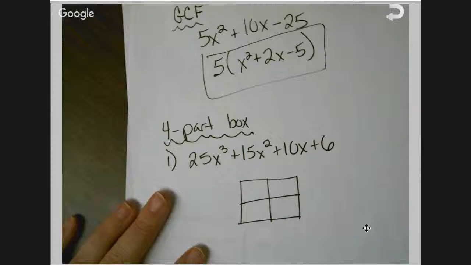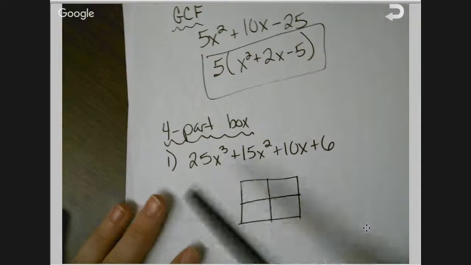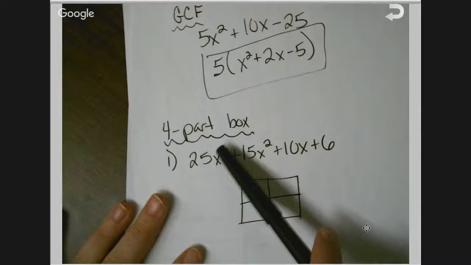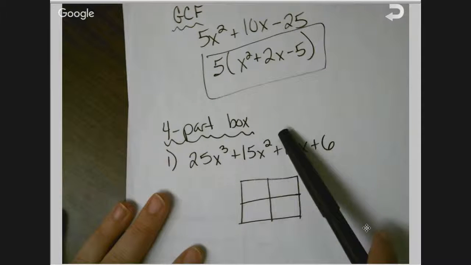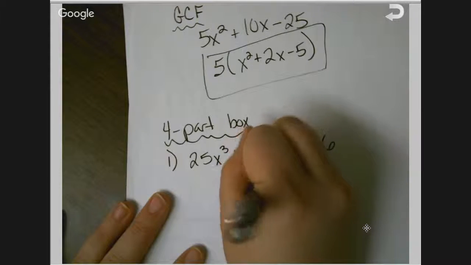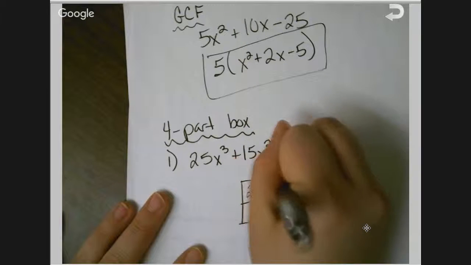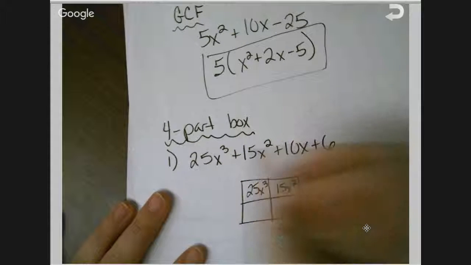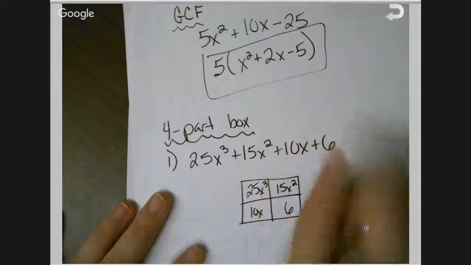Each part goes in the box. And I told you before, normally, unless they write it really weird, which they shouldn't, if it's in standard form, meaning cubed, squared, x, then an actual number, then it just goes in order. 25x cubed, 15x squared, then 10x, then 6.